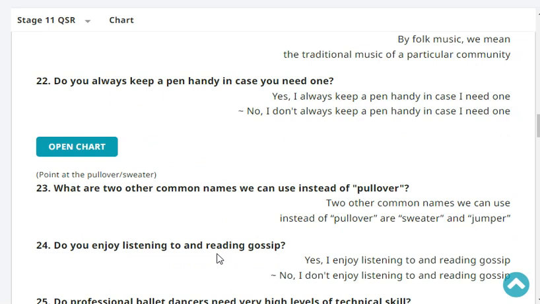Do you always keep a pen handy in case you need one? Yes or no? Yes, I always keep a pen handy in case I need one.